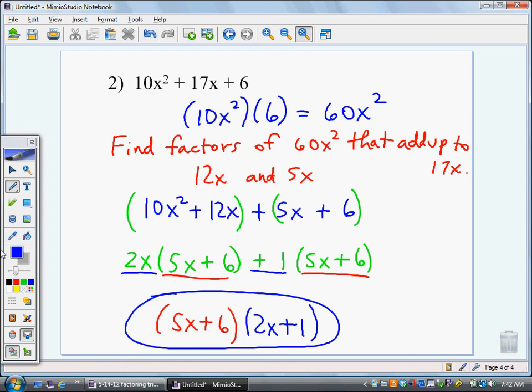And remember, all of these you can do FOIL at the end to double check and make sure that your answer is correct. But this is a way you can factor trinomials sort of by having a little recipe and directions to follow.